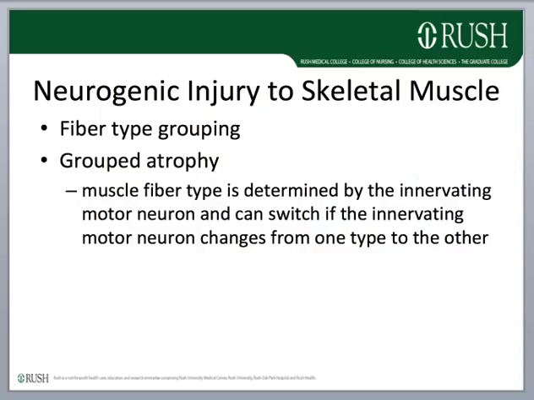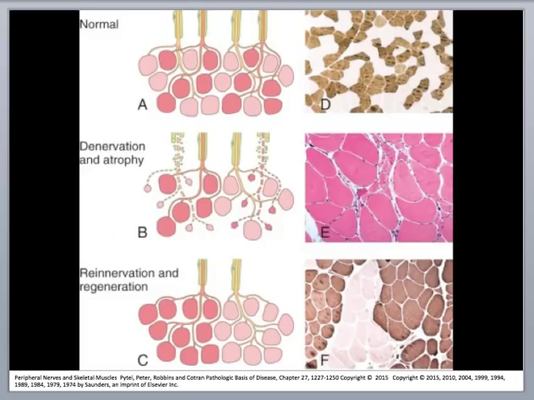Skeletal muscle injury may occur by denervation or neurogenic injury, or may be primary to the muscle itself. Disruption of muscle innervation leads to two types of characteristic injury, known as fiber type grouping and grouped atrophy. Remember that muscle fiber type is determined by the innervating motor neuron and can switch if the innervating motor neuron changes from one type to the other. So let's look at that in more detail.